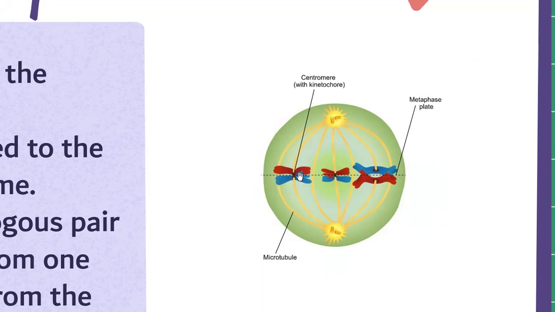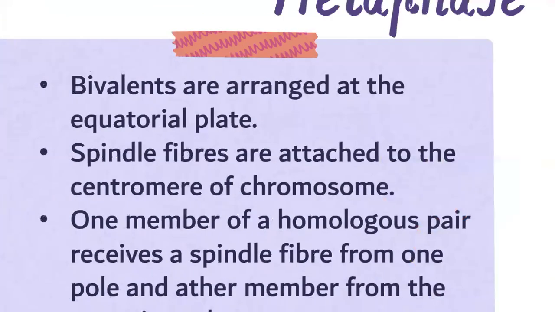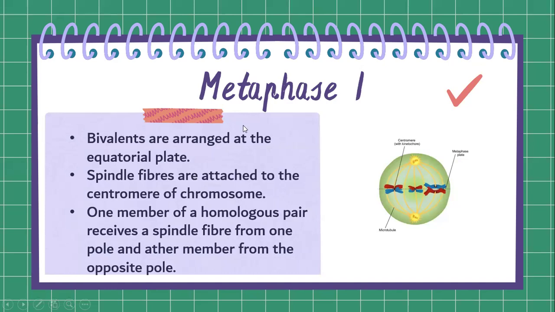The whole homologous pair of chromosomes attach to each other still with the chiasmata, and they are lined up on the equator of the spindle fiber. This is very important about the metaphase. Bivalents are arranged at the equatorial plate. Spindle fibers are attached to the centromere, and one member of the homologous pair receives the spindle fiber from one pole and the other from the opposite pole.